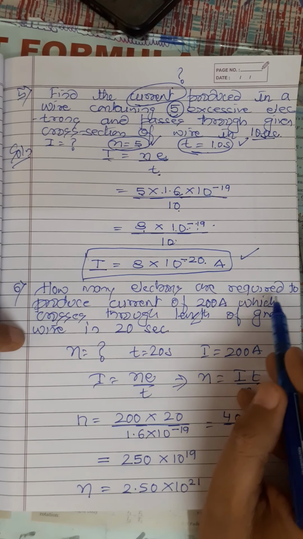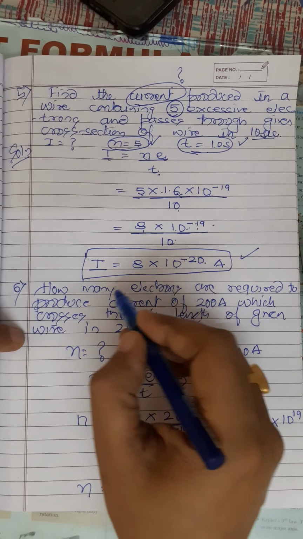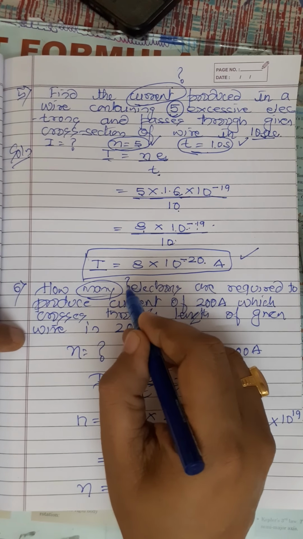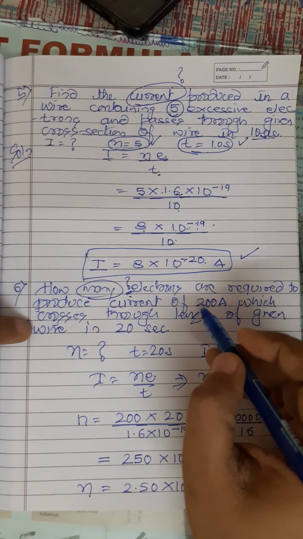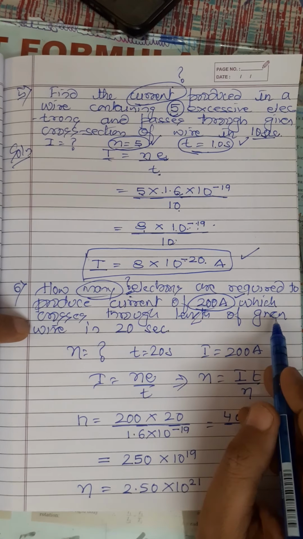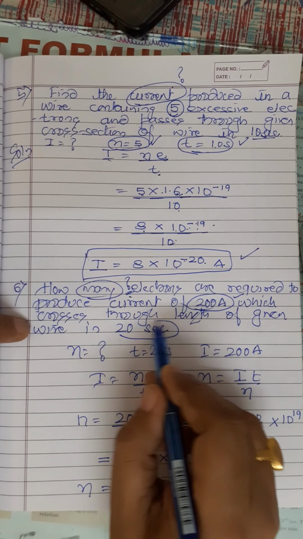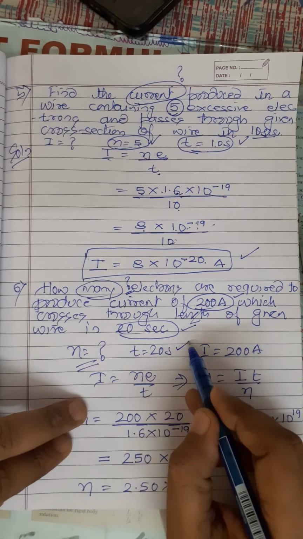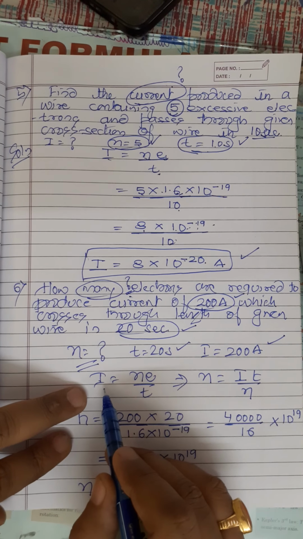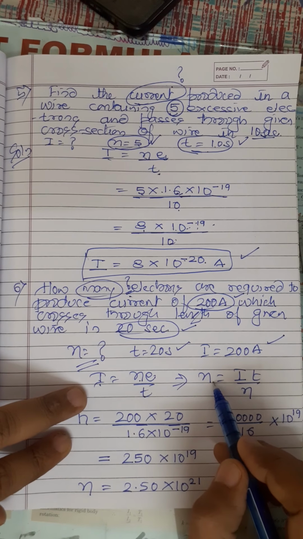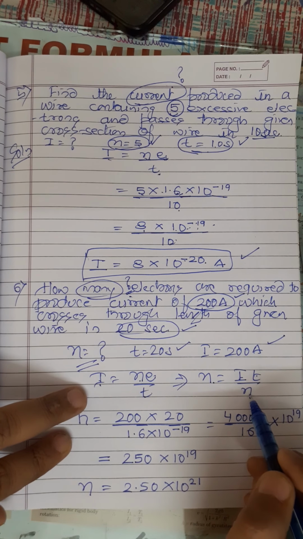How many electrons are required to produce a current? That means number of electrons you have to find. The current is given as 200 amperes which passes through the given cross section of the wire in 20 seconds. Time is already given, 20 seconds. So number of electrons you have to find, time is given, current is given. We know that again I is NE by T. N will be equal to IT by E.